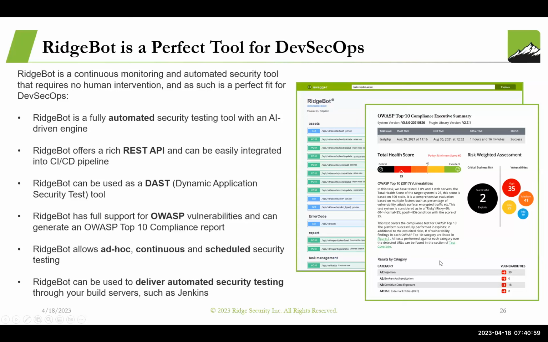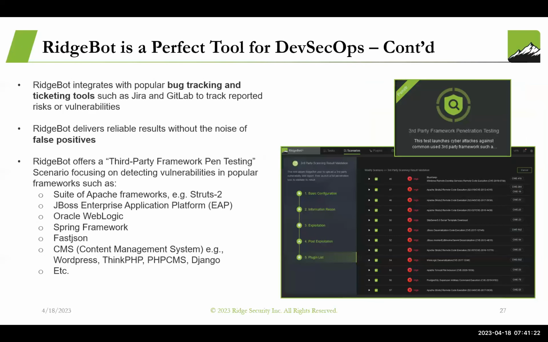And then also, as I mentioned earlier, we have a rich REST API, and it can be utilized for integration into the CI/CD pipeline. We support Swagger, and we are always open to feedback that you may have about our REST API, so we continue to evolve it as needed. And I mentioned the other bullet points throughout the presentation. So, a continuation of these bullet points, why Ridgebot is the perfect fit for DevOps.